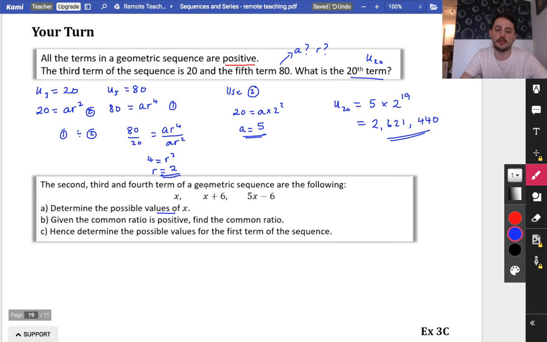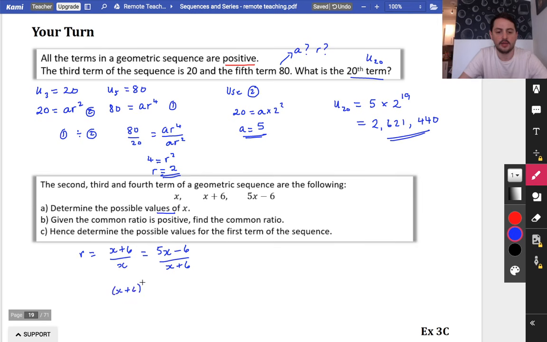So do you remember what we did here? We did this divided by this was the common ratio, and this divided by this was the common ratio. So my common ratio is x over 6 over x. But I also know that the common ratio, because they've given me 3 terms, could be 5x over 6 over x plus 6. So I can ignore this bit here really, and I can just solve this equation.